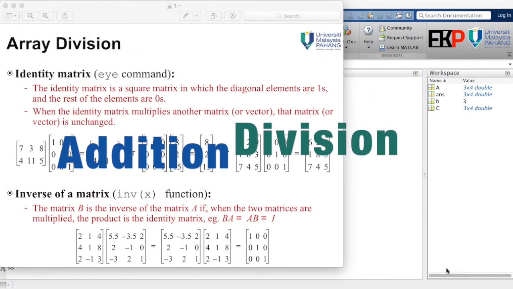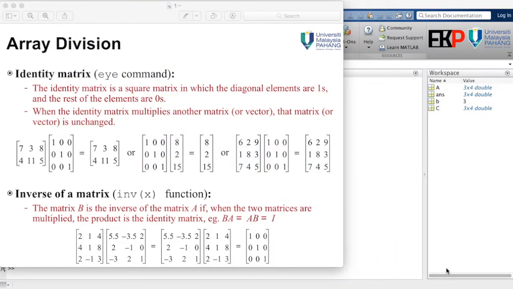Now we're going to take a look at array division. In the previous lesson, we discussed how to create an identity matrix with the command EYE. The identity matrix is a square matrix in which the diagonal elements are 1s and the rest of the elements are 0s. When the identity matrix is multiplied with another matrix, that matrix is unchanged. So for example, we have a 2 by 3 matrix of 7, 3, 8, 4, 11 and 5. When we multiply it with an identity matrix, we get the same matrix.